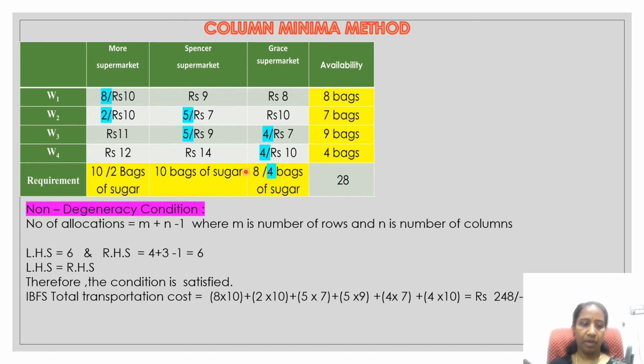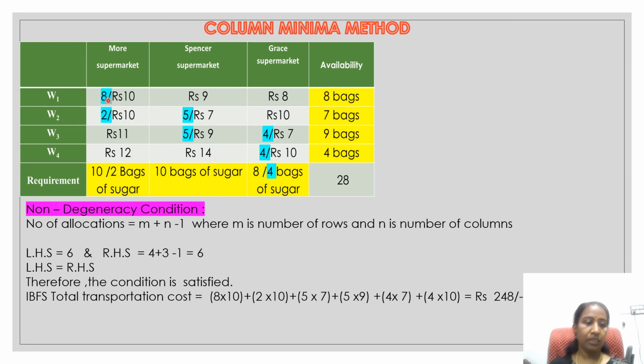So it's correctly made. Now I move on to the condition which says the number of allocations should be equal to m plus n minus 1, where m is the number of rows and n is the number of columns. It should not be less. The number of allocations should not be less than m plus n minus 1. So LHS is equal to 6 because I've made allocations in 6 places. RHS is 4 rows plus 3 columns minus 1, which is 6. So it is satisfied. Now I should go for the IBFS solution.